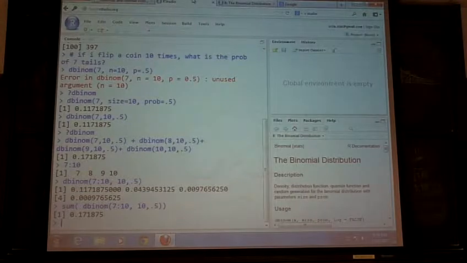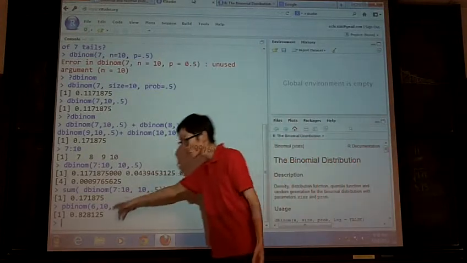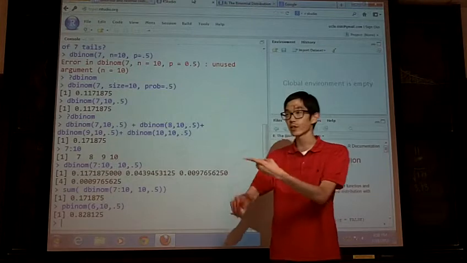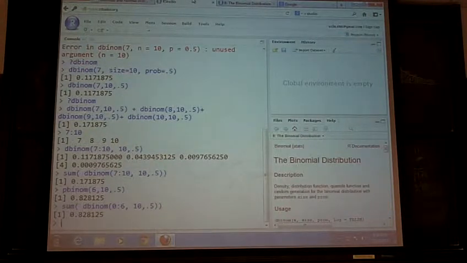There's another function called pbinom, and basically, whatever number I put into pbinom, it's doing the sum from 0 to that number. So if I do pbinom(6, 10, 0.5), this is asking R, what's the total probability of seeing up to 6 tails? That's 0 tails plus 1 plus 2 all the way up to 6. So pbinom 6 is exactly equivalent to dbinom 0 through 6 summed up. Okay?